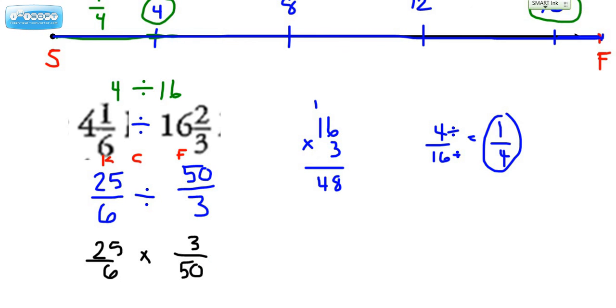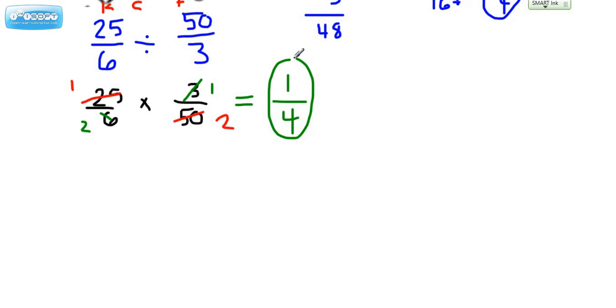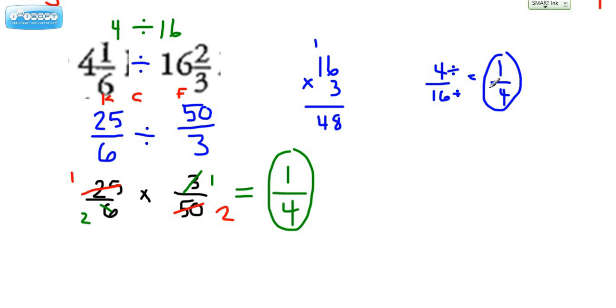To keep the numbers more user-friendly, we would want to take advantage of some cross-reducing opportunities. 25 is a factor of both of these. It'll go into that once. It'll go into that twice. 3 is a factor of both of these. It'll go into that once and that twice. Now we're ready to go across and get our answer. 1 times 1 is 1. 2 times 2 is 4. Now, just as it turns out, the exact answer happens to match our estimate of 1/4.